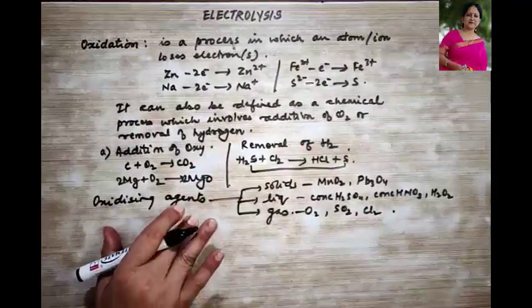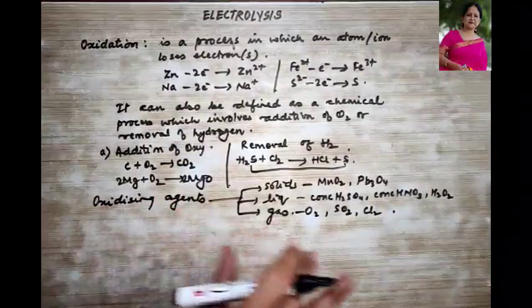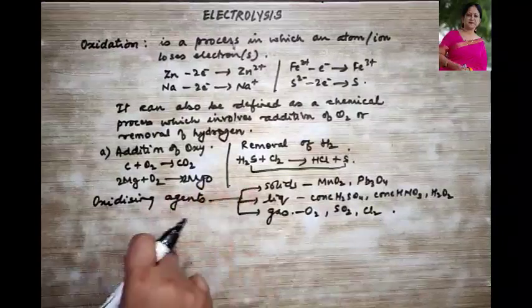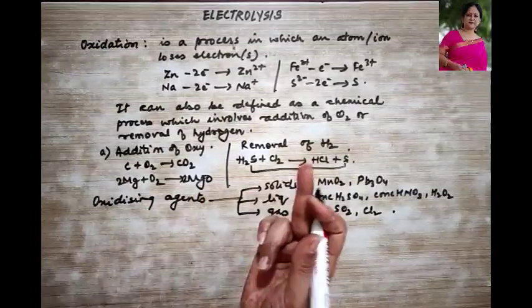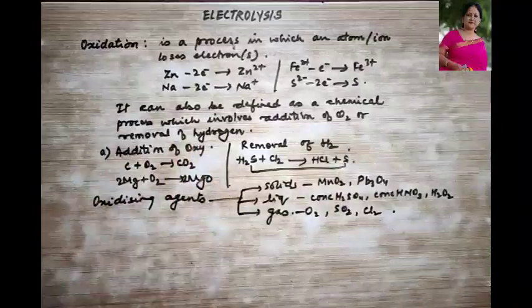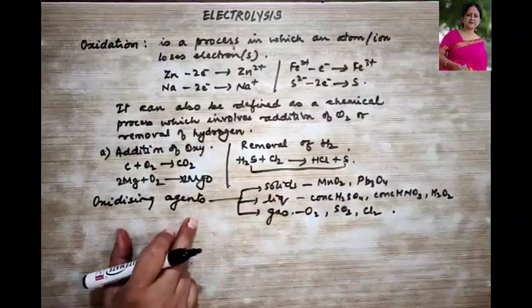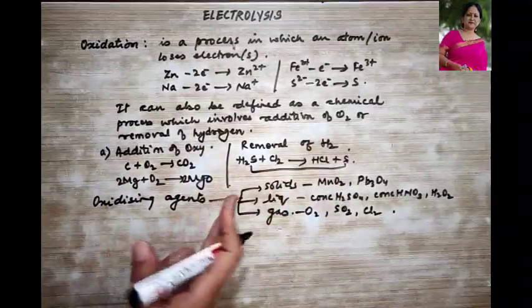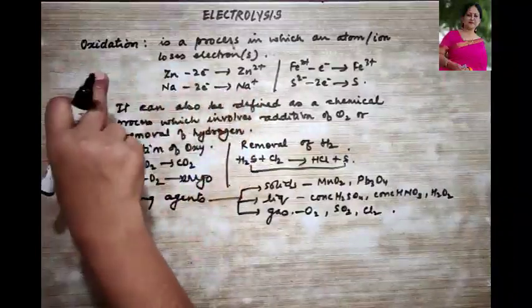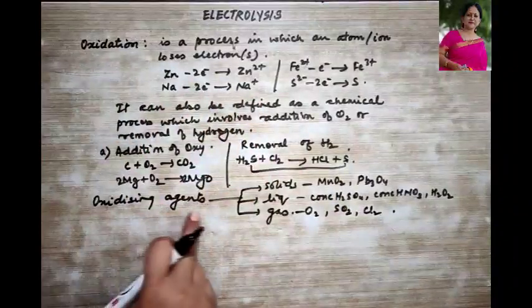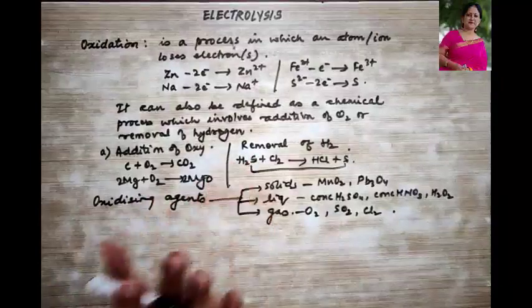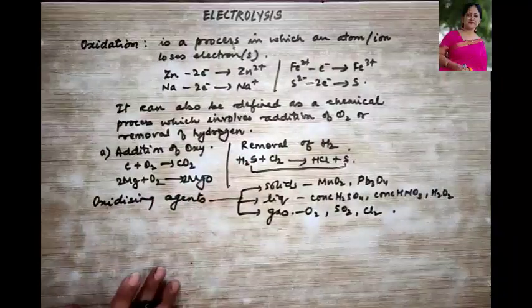I hope you know what oxidizing agents are, which bring about oxidation. It itself will not undergo oxidation, but it helps the other substance to become oxidized. They are called oxidizing agents. Therefore, the substance which is getting reduced is a good oxidizing agent. I hope this is very clear.